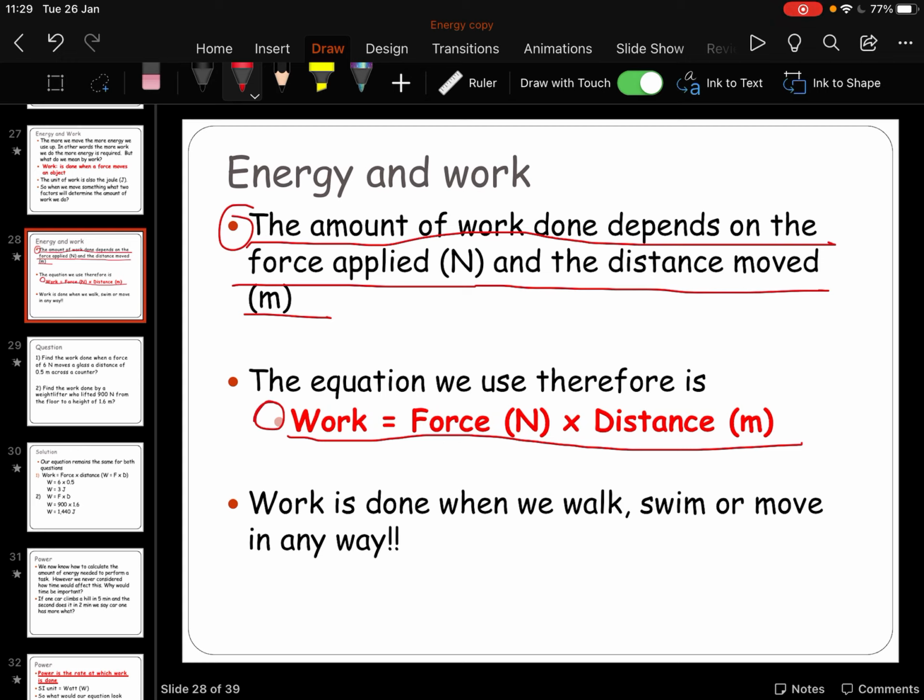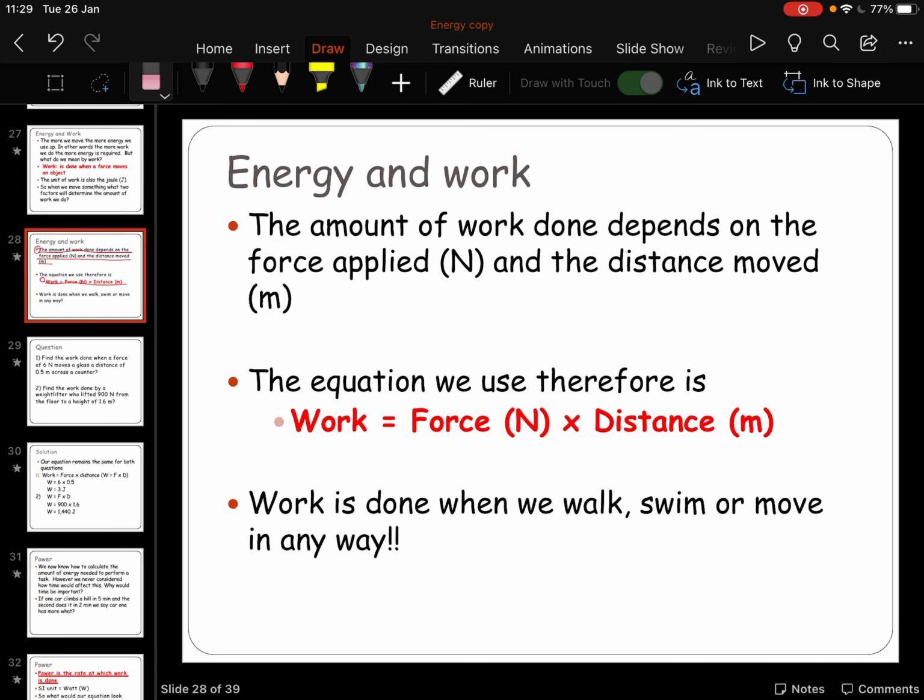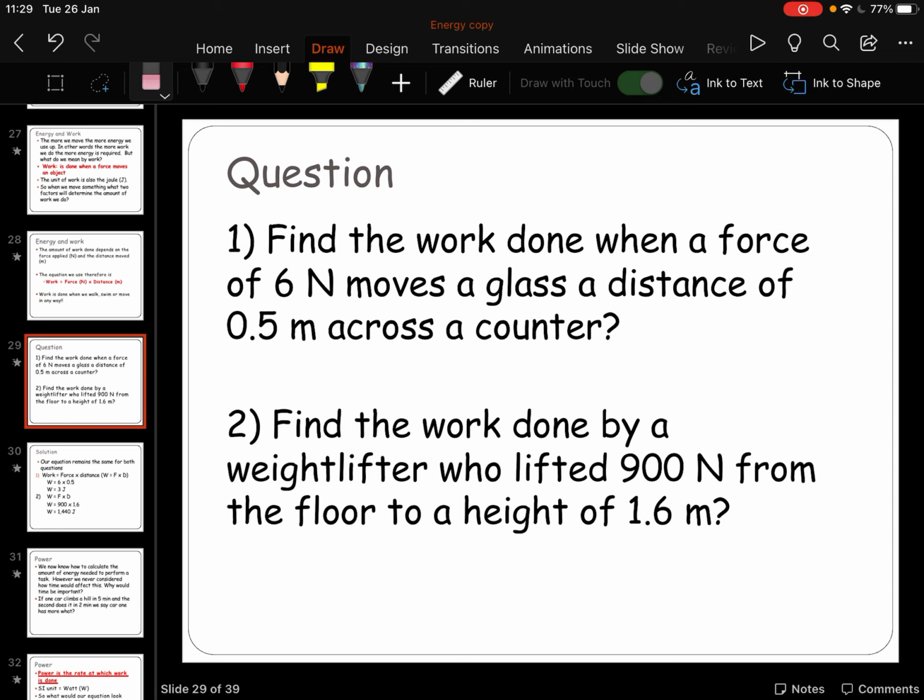Okay? And work is done whenever you do anything. When you move in any way, work is being done. So work is force times distance. Take down those 2 points, guys. Okay. So, test you. Take down these 2 questions. Write in the 2 questions and then try and answer them.